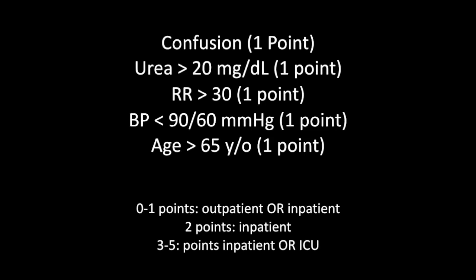So next I want to talk about CURB-65, and this is a fun little mnemonic that will help you dispo pneumonia patients. With CURB-65, the C stands for confusion, so if the patient is confused at all, they get a point. The U stands for urea, so if BUN is greater than 20, they get a point. If their respiratory rate is greater than 30, they get a point. If their blood pressure is less than 90/60, they get a point. And if their age is greater than 65, they get a point.